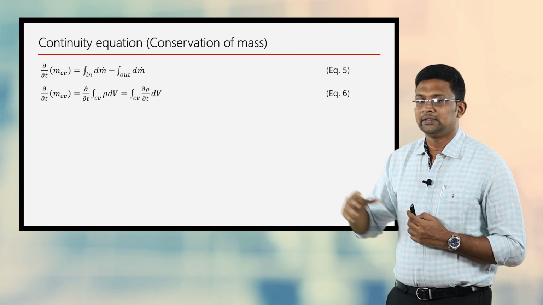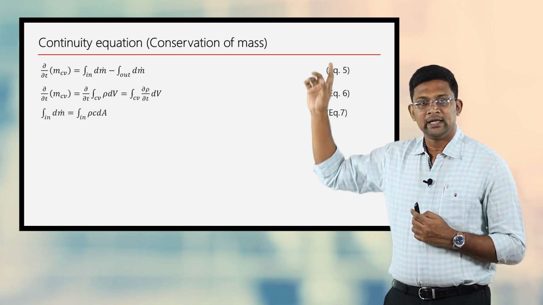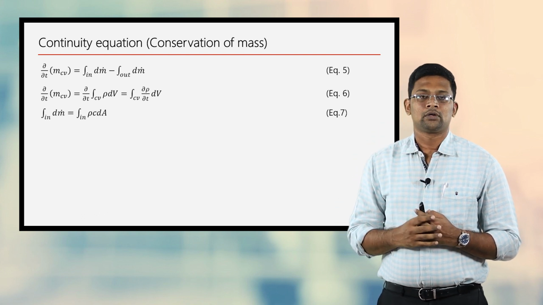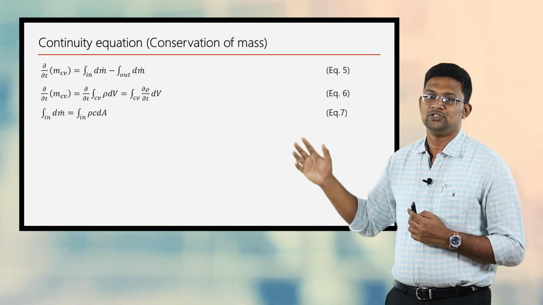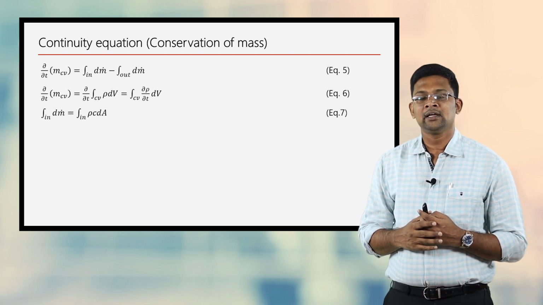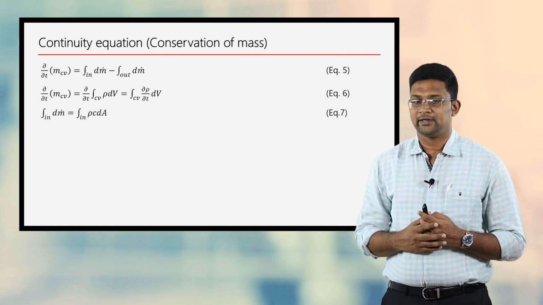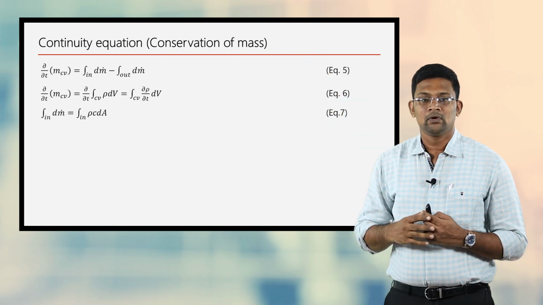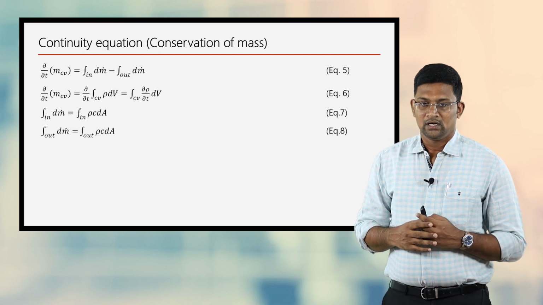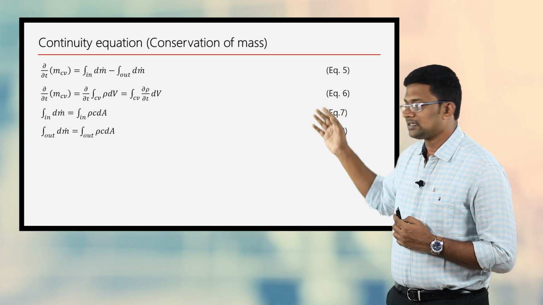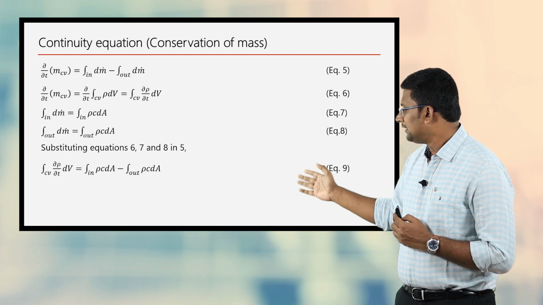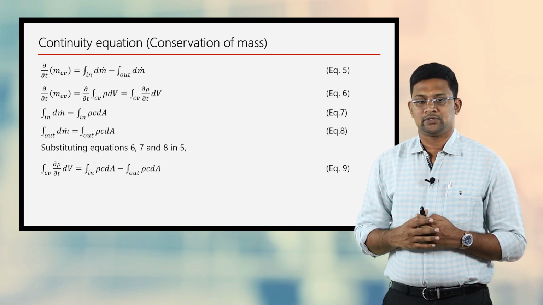Now let us define the next term, that is integral in dm dot in equation number 5. We know the expression for m dot, or mass flow rate, is equal to rho c into A. So integral in dm dot is equal to integral in rho c dA, change in area. Similarly, the last term in expression number 5, integral out dm dot, is equal to integral out rho c dA. Now we are going to substitute equations 6, 7 and 8 back into our original equation, equation number 5. So this equation number 9 will give you the new expression.